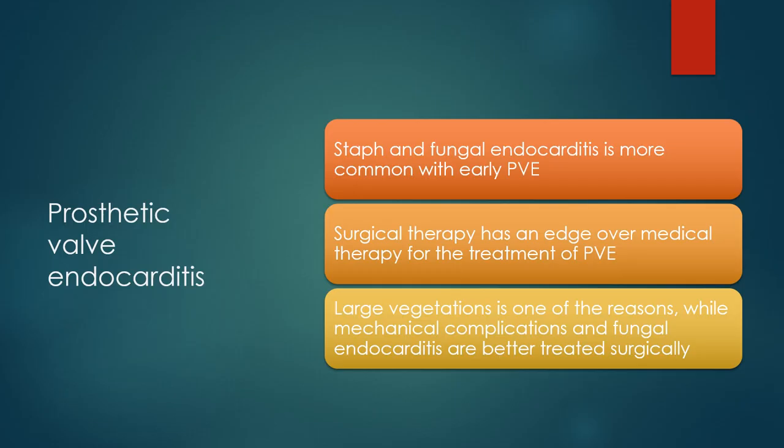Staph and fungal endocarditis is more common with early prosthetic valve endocarditis. Surgical therapy has an edge over medical therapy for the treatment of prosthetic valve endocarditis. Large vegetations is one of the reasons, while mechanical complications and fungal endocarditis are better treated surgically.